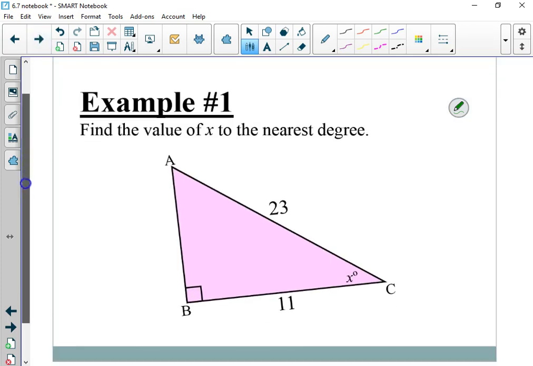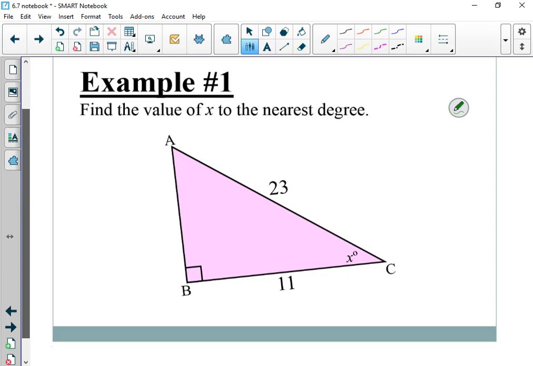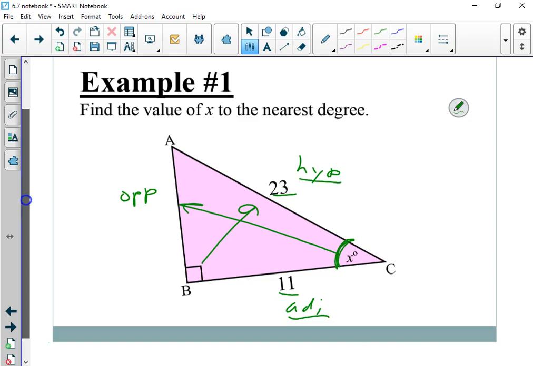Okay, example 1. Find the value of x to the nearest degree. So remember, let's identify. There's my angle. I have nothing over here, but that would be my opposite. For this problem, this is opposite, and this is adjacent. It's a good idea in these first few problems to practice this. And this is always my hypotenuse. So what values do I have? I have 23 and 11. I have the adjacent and the hypotenuse.